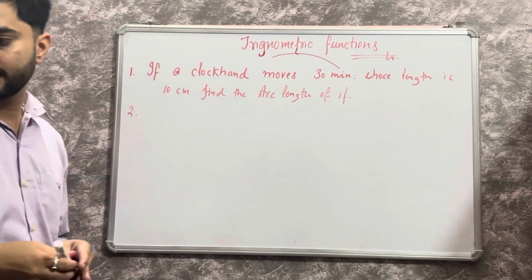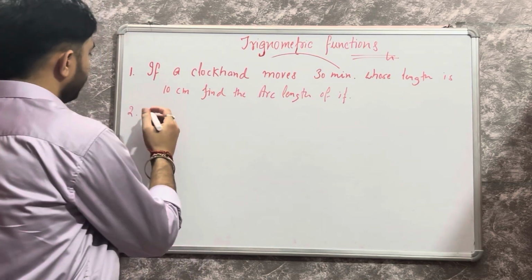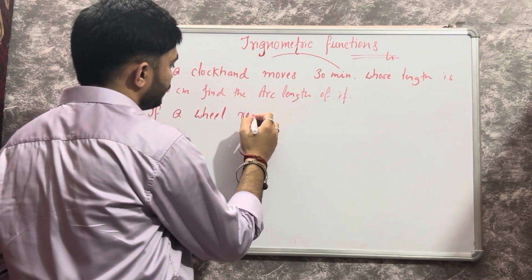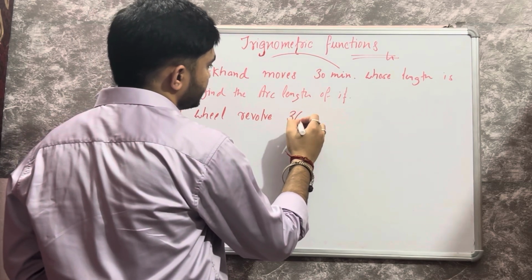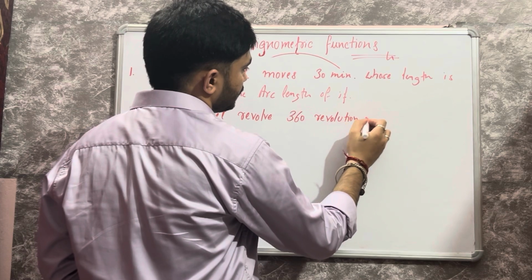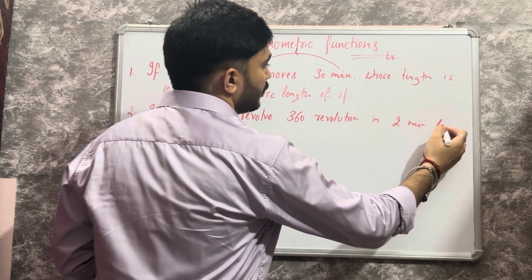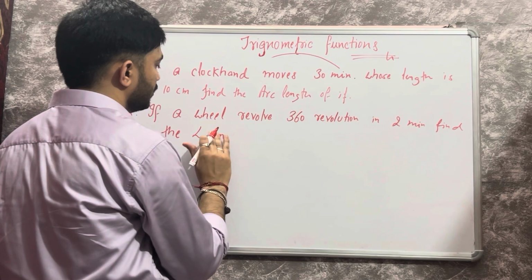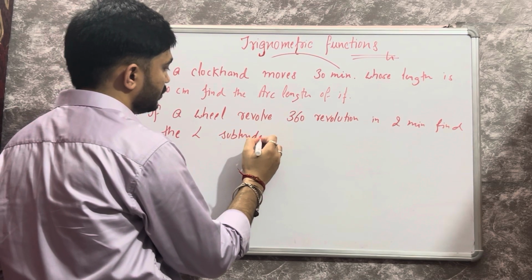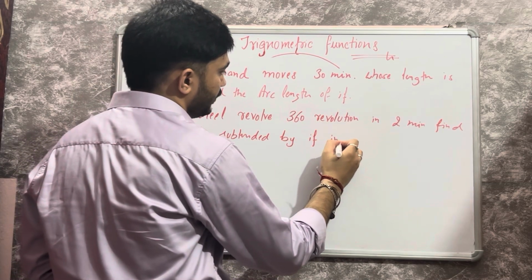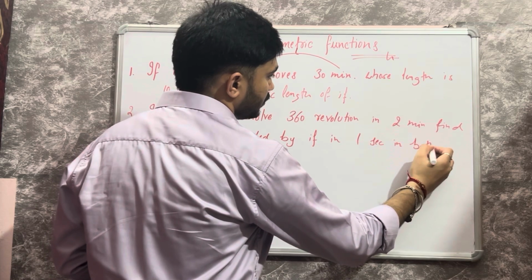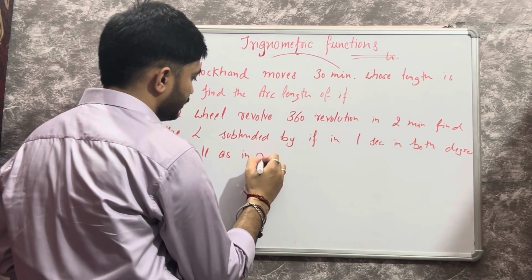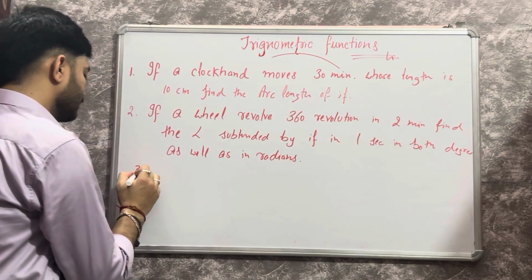The second question will be, if a wheel revolves 360 revolutions in 2 minutes, find the angle subtended by it in 1 second in both degrees as well as in radians.